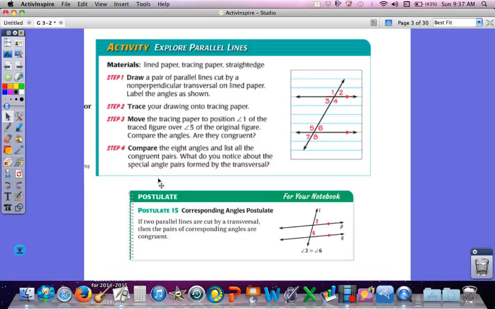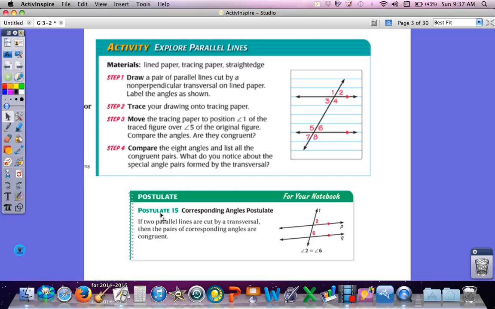So you can also explore parallel lines. It's my intention to do this in class. We're going to draw a pair of parallel lines cut by a non-perpendicular transversal on lined paper. Trace your drawing onto tracing paper. Move the tracing paper to position 1 of the traced figure over 5, and you'll see that 1 and 5 are congruent. You're going to compare this.